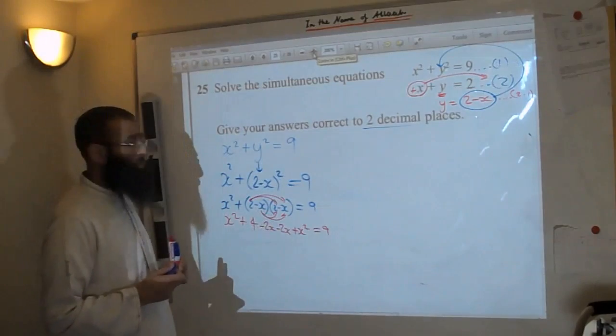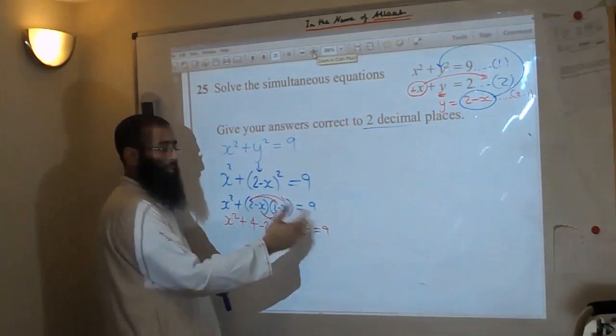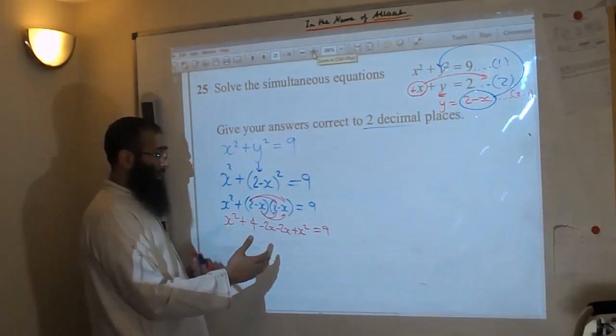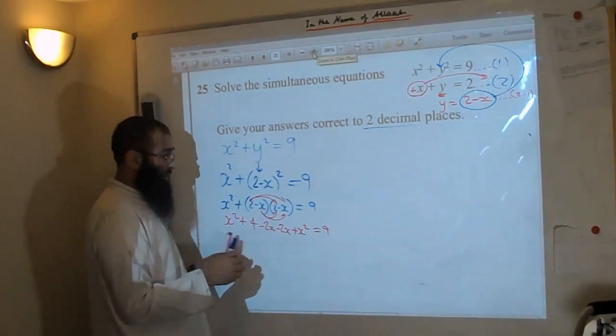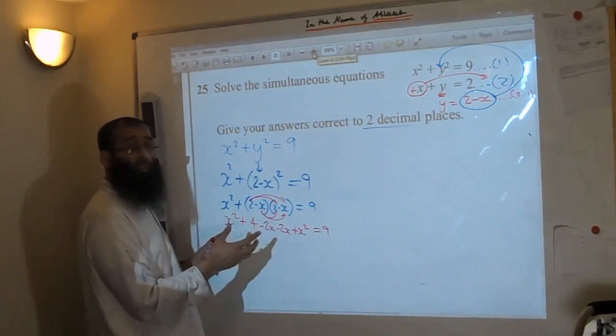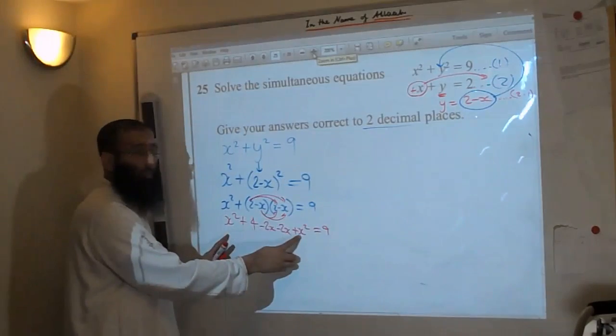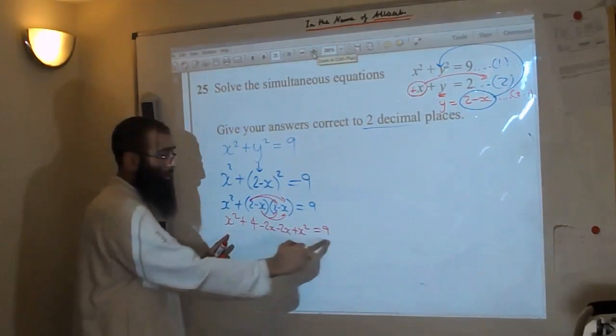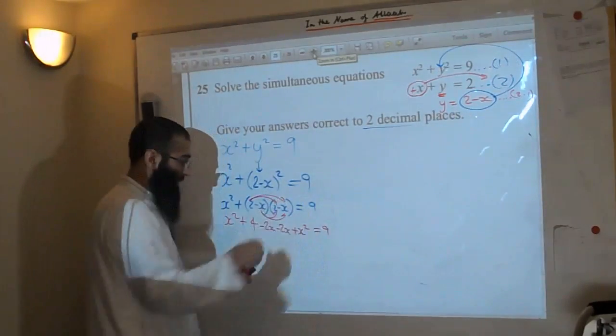Okay, now what we need to do first of all is get the number 9 onto this side as well, so we can simplify it all and get a nice lovely quadratic equation. Because we've got all the ingredients for a quadratic equation. We've got x squared terms, we've got x terms, we've got numerical terms as well. Let's get this numerical term on this side.